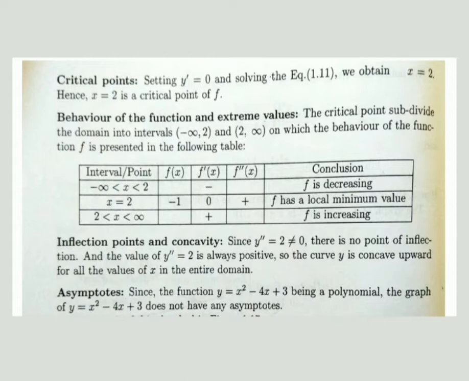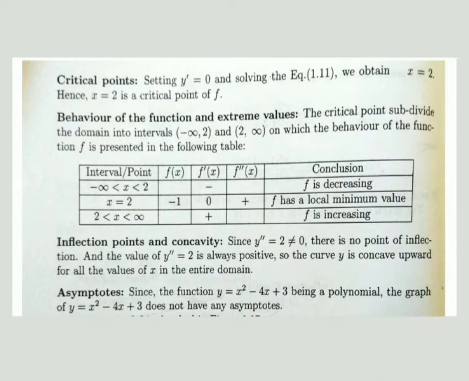Now let us see the point of inflection as well as the concavity. To find that, we have to set y double dash equal to 0. But here observe that y double dash is positive, so that cannot be equal to 0, therefore there is no point of inflection. Next, the value of y double dash equal to 2 is always positive, so the curve y is concave upward for all the values of x in the entire domain. Observe that y double dash is equal to 2 always, so that's why we can say that it is concave upward only. Let us move to the asymptotes now.